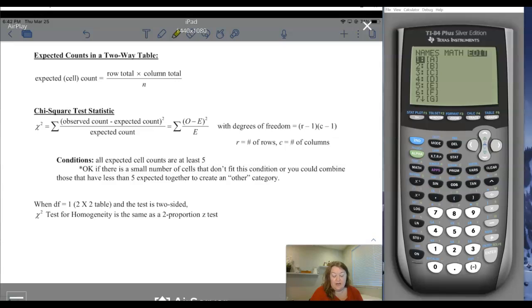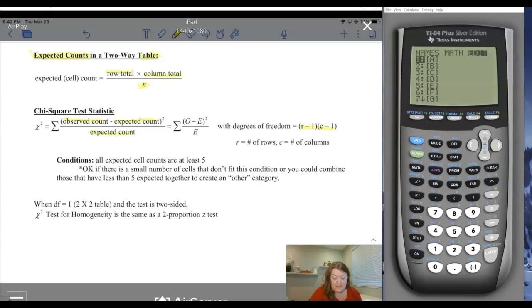So when we get there, this is our calculation for our expected counts on a table. We're going to take the row total, the column total, divide by the grand total. Our chi-squared statistic is still exactly the same. It's still observed minus expected, squared, over expected. Our degrees of freedom has now changed. Before it was categories minus 1. Now it's rows minus 1, columns minus 1, and you multiply those together.